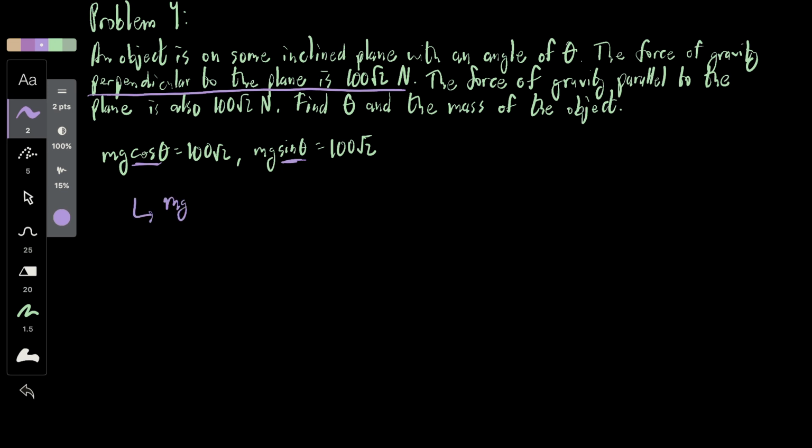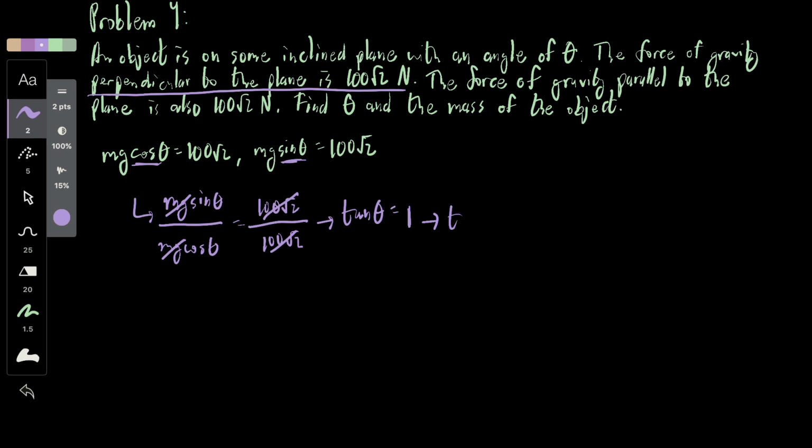So mg sine theta divided by mg cosine theta is equal to 100 times the square root of 2 divided by 100 times the square root of 2. Now mg gets cancelled out, 100 square root of 2 cancels out, and sine theta divided by cosine theta is equal to tangent of theta. So tangent of theta is equal to 1. That means theta is equal to the tangent inverse of 1. And by knowing our identities, we know that theta is equal to 45 degrees. So now we have one of our two answers.